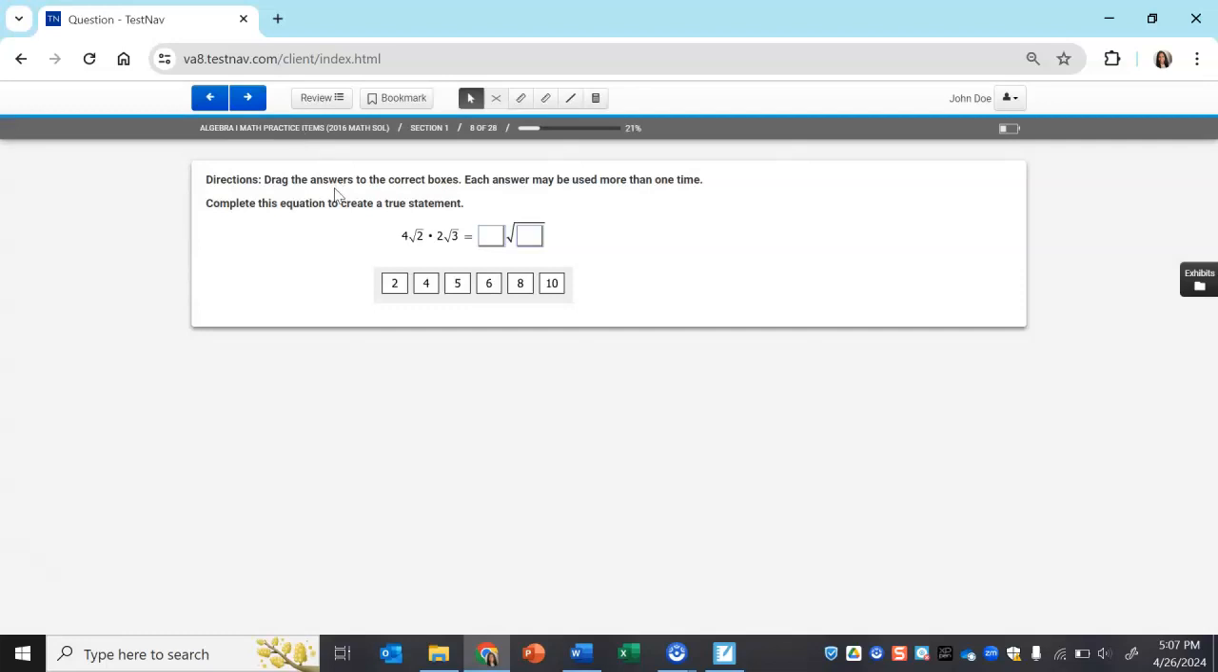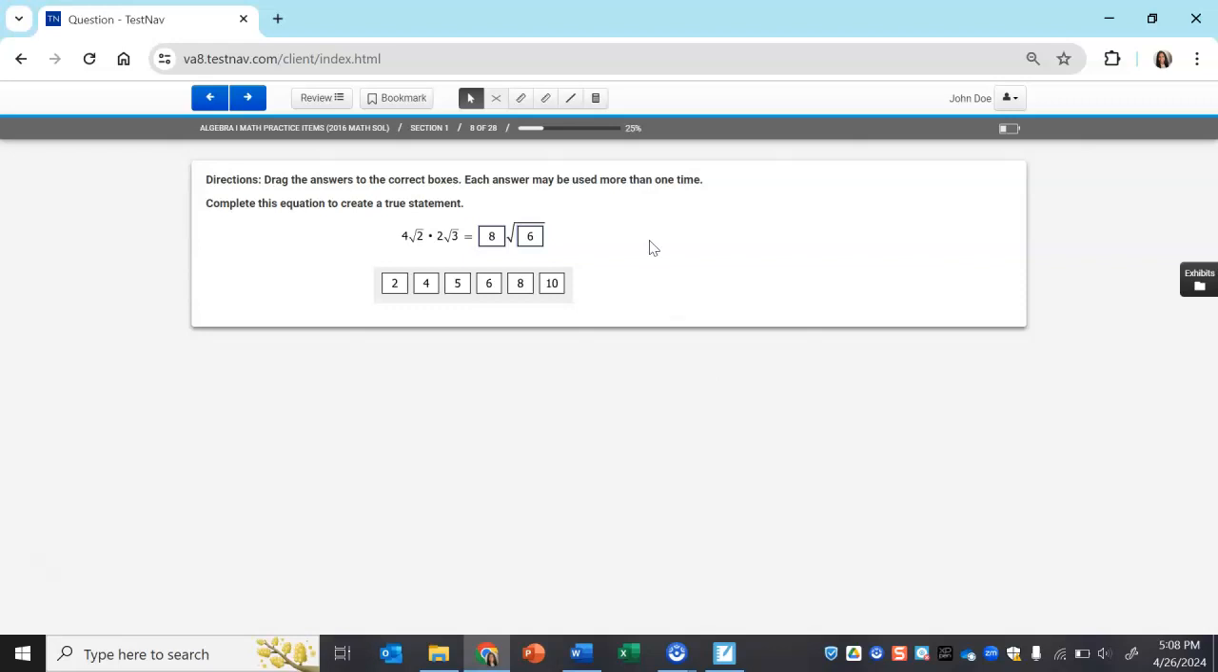Okay, it says drag the answer to each correct box. Each answer may be used more than one time. Okay, complete the equation to create a true statement. So it looks like I can do the numbers on the outside. So 4 times 2, which is 8. So that goes right there. Okay, and then on the inside, 2 times 3, which is 6. And that's honestly about it.